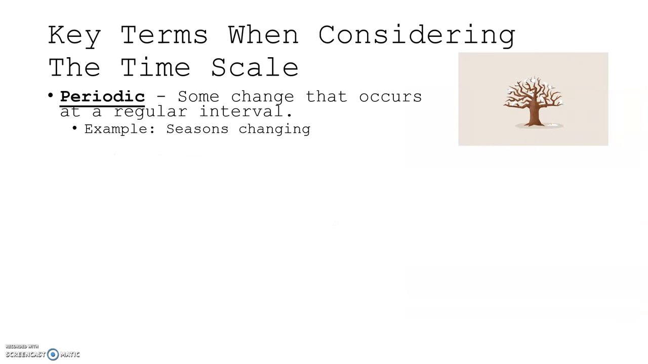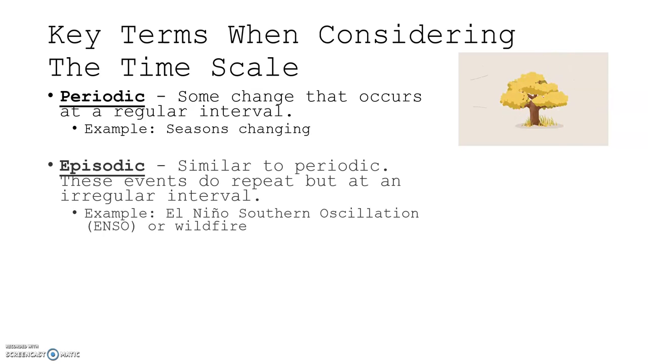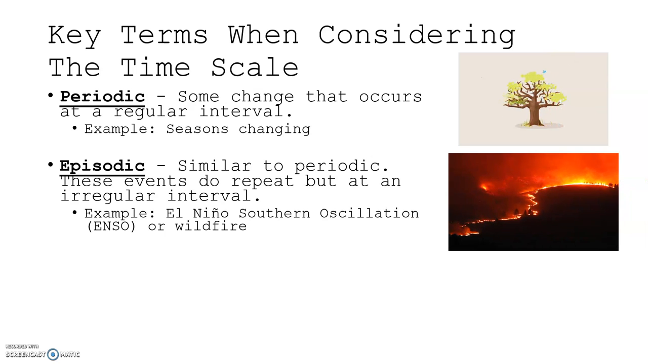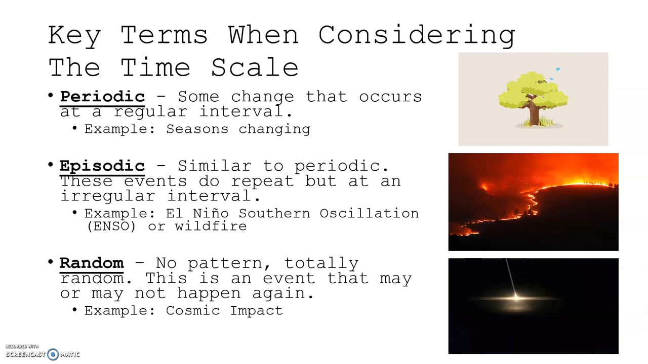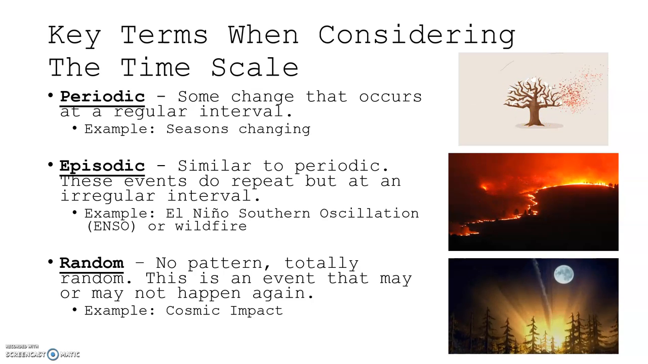So another thing we want to think about is whether they are periodic, so some change that occurs at a regular interval, like seasons changing. Are they episodic, which is similar to periodic, but not as regular, so more irregular intervals, things like El Nino, which is every 4 to 7 years, or wildfire. Are they random, a totally random event that may not happen again?